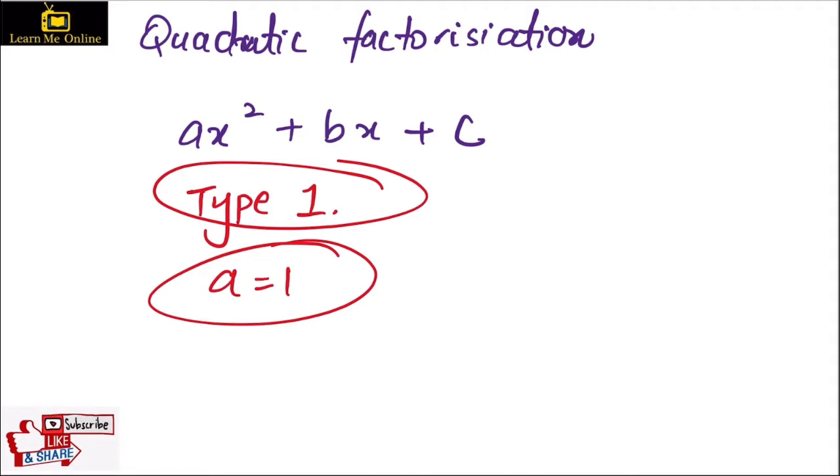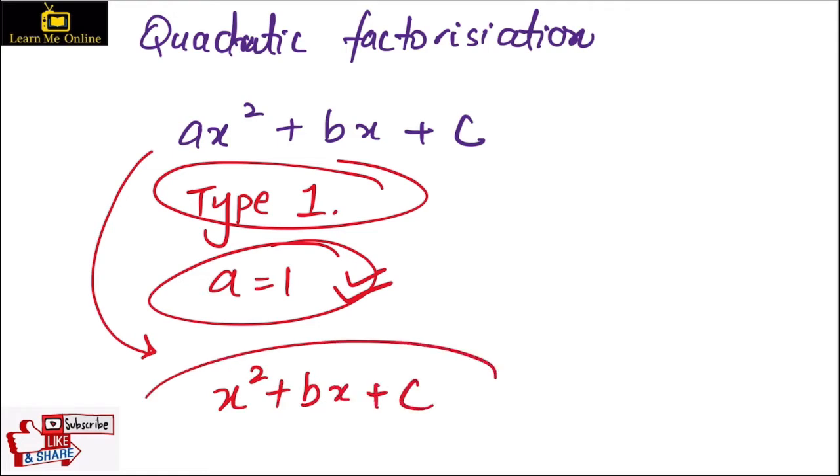Whatever examples we look at in this video, using the completing the square method, we'll be looking at those where a is equal to 1, and all the quadratic expressions would be written in the form x squared plus bx plus c. So we're going to look at the first example now, factorizing by using the completing the square method.